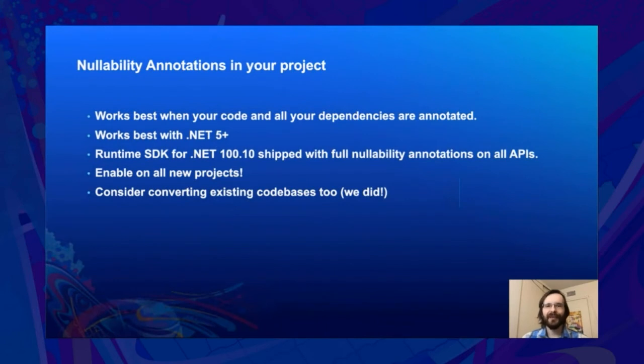To take full advantage of nullability warnings, both your application's code and your dependencies should have consistent nullability annotations. In .NET 3.1, Microsoft began the process of shipping nullable annotations for all core .NET libraries. In .NET 5, this work is practically complete. I'm happy to report that we too have been busy, and Runtime 100 shipped with full nullability annotations on all our APIs. I recommend enabling nullable reference types for all new projects targeting modern versions of .NET.